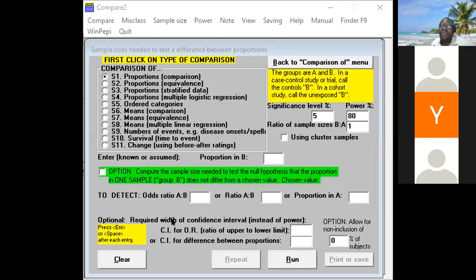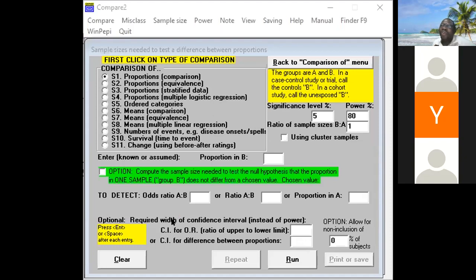Yes, sir, what do you say? The ratio of sample size is B to A. Is it that if you want one of the sample sizes to be B and the other group A? No. It depends on the information provided in your literature. Sometimes they give you an odds ratio. If it's an odds ratio in your literature, you don't even have the proportion. You feed in the odds ratio and it will work. Okay, I now understand.